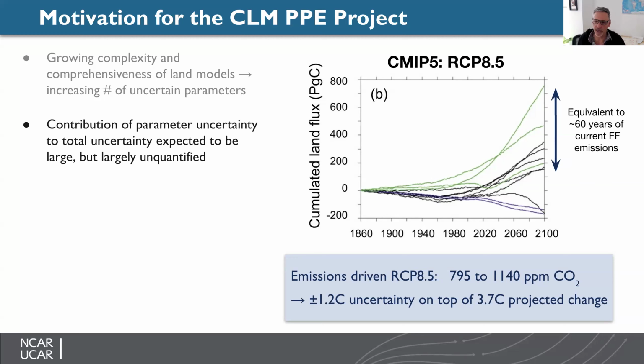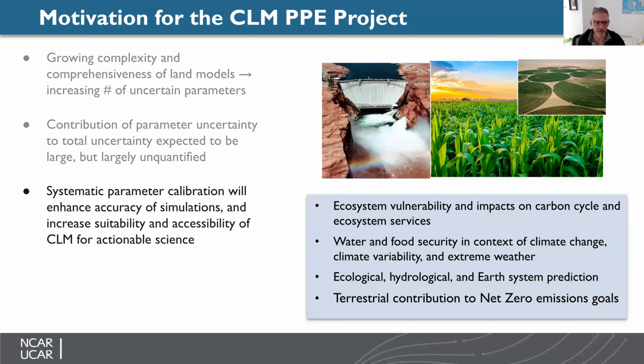And so it's really important to help us understand how much of that uncertainty is coming from essentially the different parameter values that are being used in all the different models. And then finally, systematic parameter calibration would really enable and enhance the accuracy of simulations and increase the suitability and accessibility of CLM or land models in general for actionable science. If our models are not simulating reality with any degree of accuracy, no one's going to really trust them for use in actionable science.